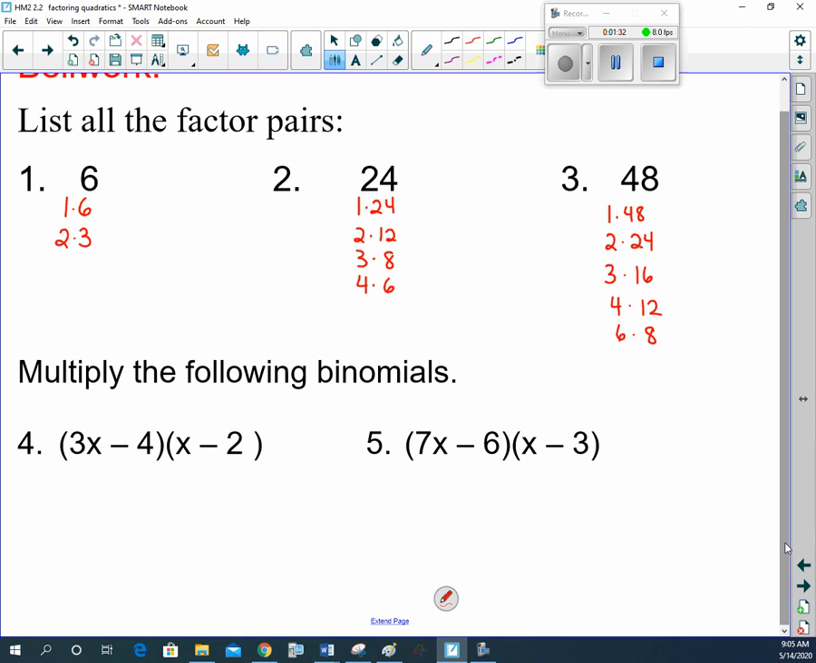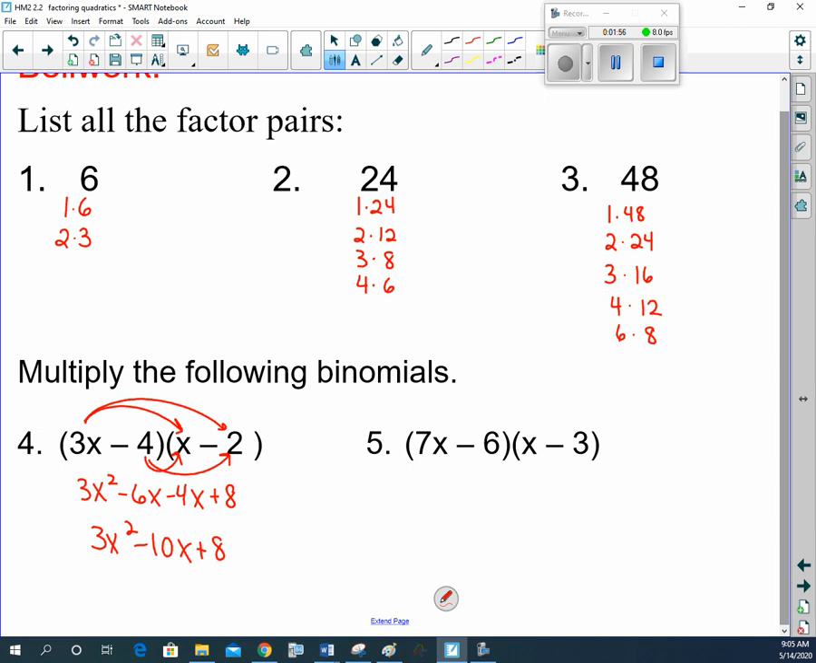And then remember our multiplying that we did last time. Distributive property: 3x times x is 3x squared. 3x times a negative 2 is minus 6x. A negative 4 times x is minus 4x, and a negative 4 times a negative 2 is plus 8. So we end up with 3x squared minus 10x plus 8.